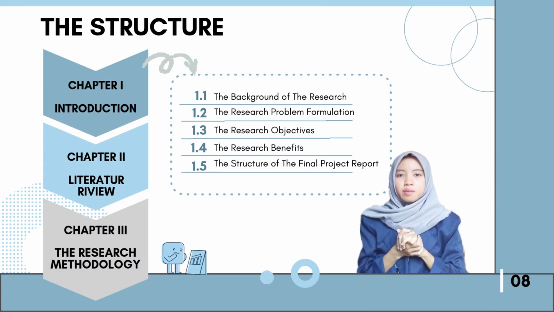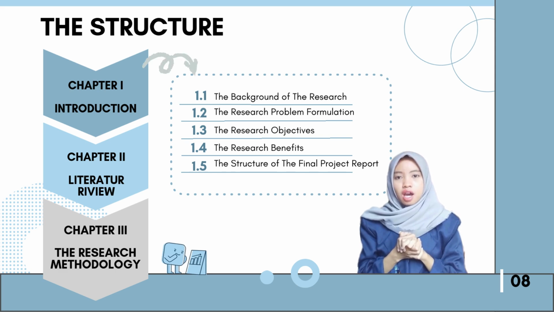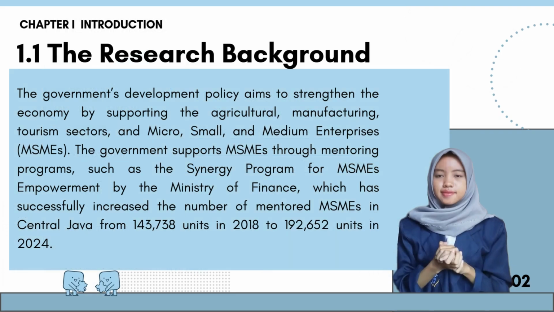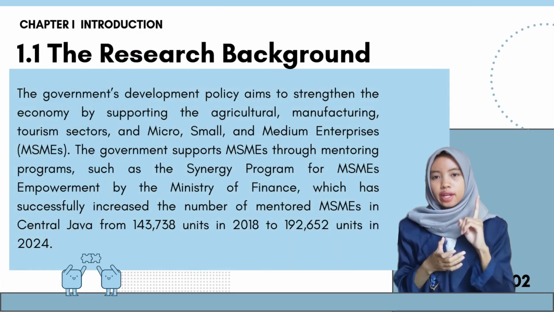First of all, let me begin by explaining the structure of this presentation. Chapter 1, Introduction, consists of 1.1, the background of the research, 1.2, the research problem formulation, 1.3 the research objectives, 1.4 the research benefits, and the last 1.5 the systematic structure of the final project report. Chapter 2 is the literature review. Chapter 3 explains the research methodology. I will begin with Chapter 1, Introduction.